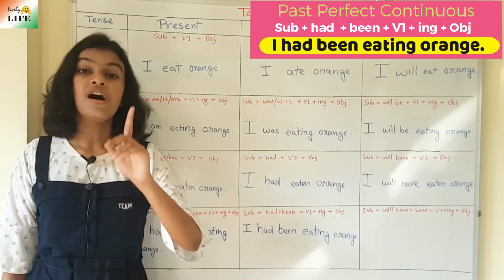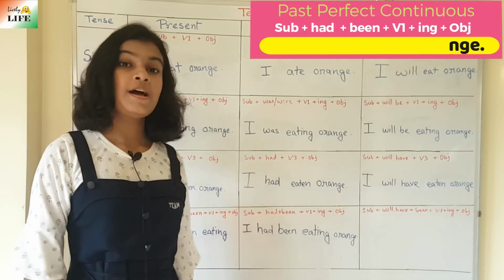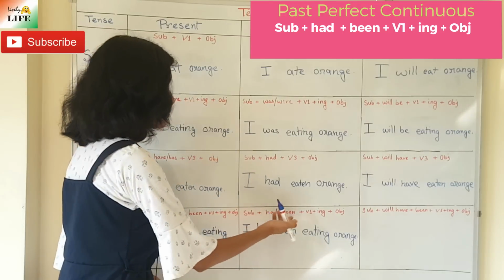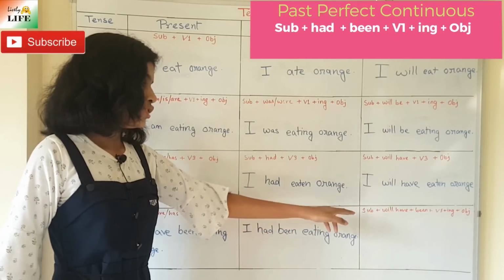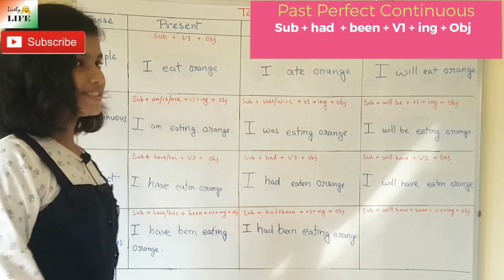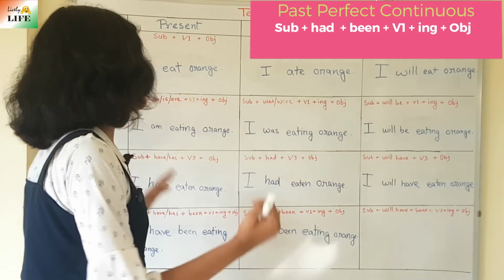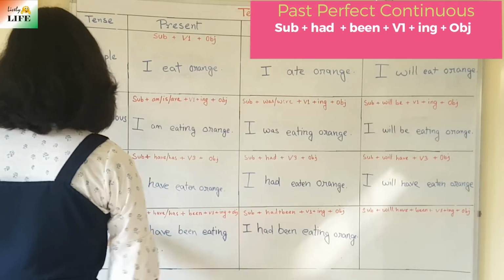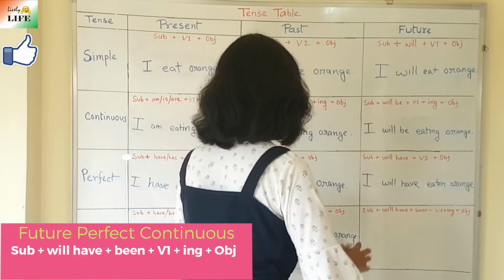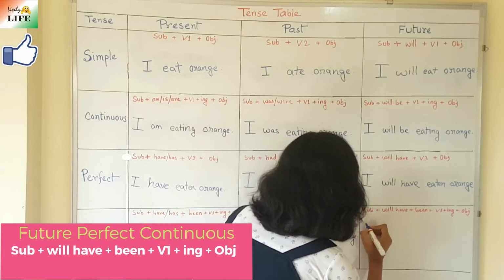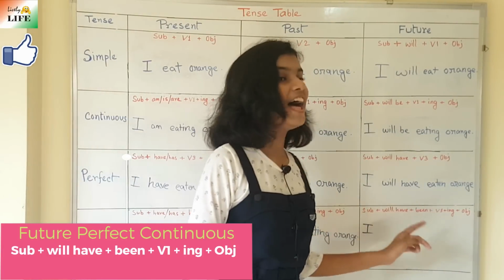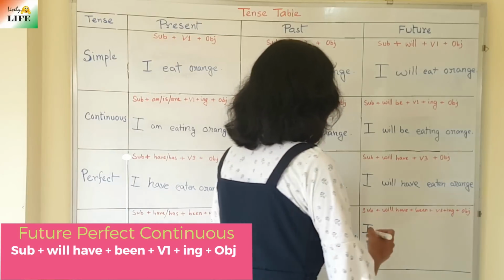Some examples are I had been playing football. I had been going to school. Okay, so these are some examples of past perfect continuous tense. Now the last one in this chart is future perfect continuous tense. So let's see the construction. First is subject. So I. Then we have to use will have. Okay, so I will have.